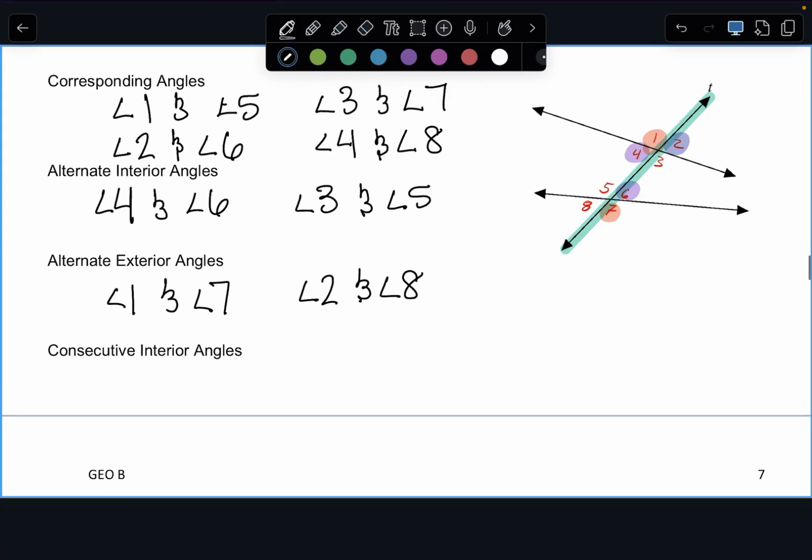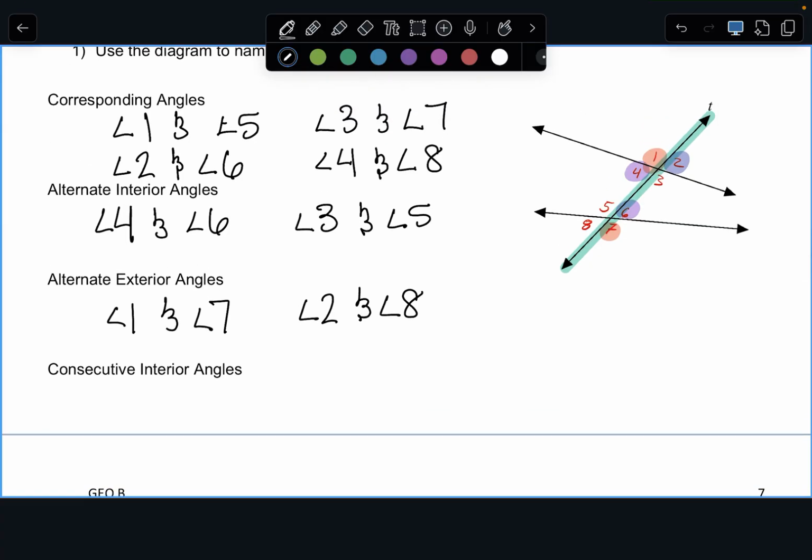Now my very last one, consecutive interior. We typically don't talk about consecutive exterior that often. They have cool properties, but you don't really need it when you have the other 4. So we're just going to do consecutive interior. One of my interior angles is angle 4. I need another interior angle, but on the same side of the transversal. What do we think? Angle 5, exactly.